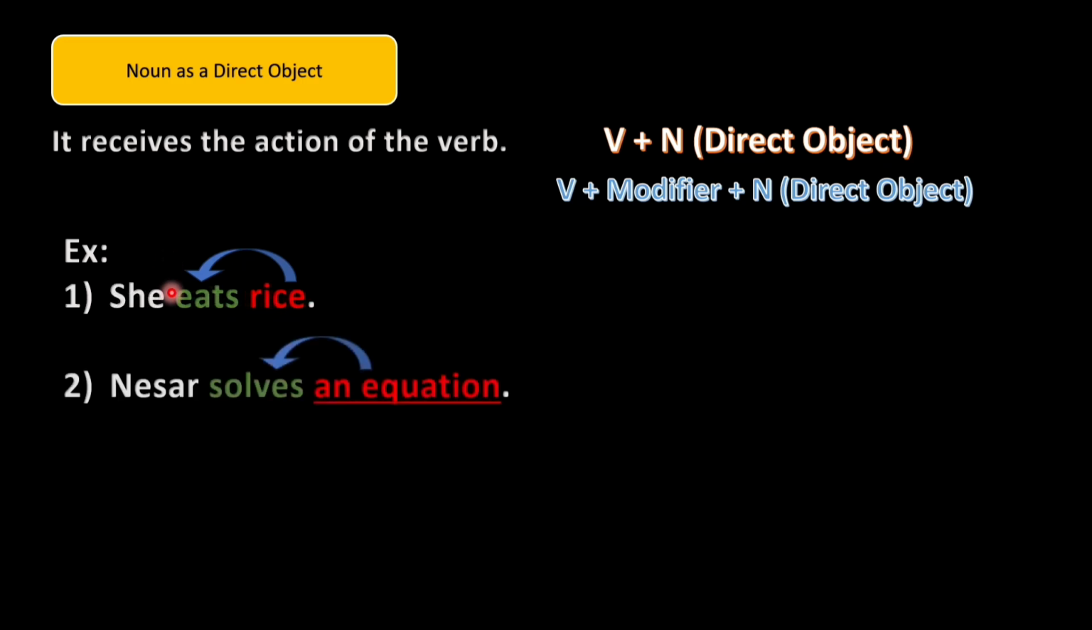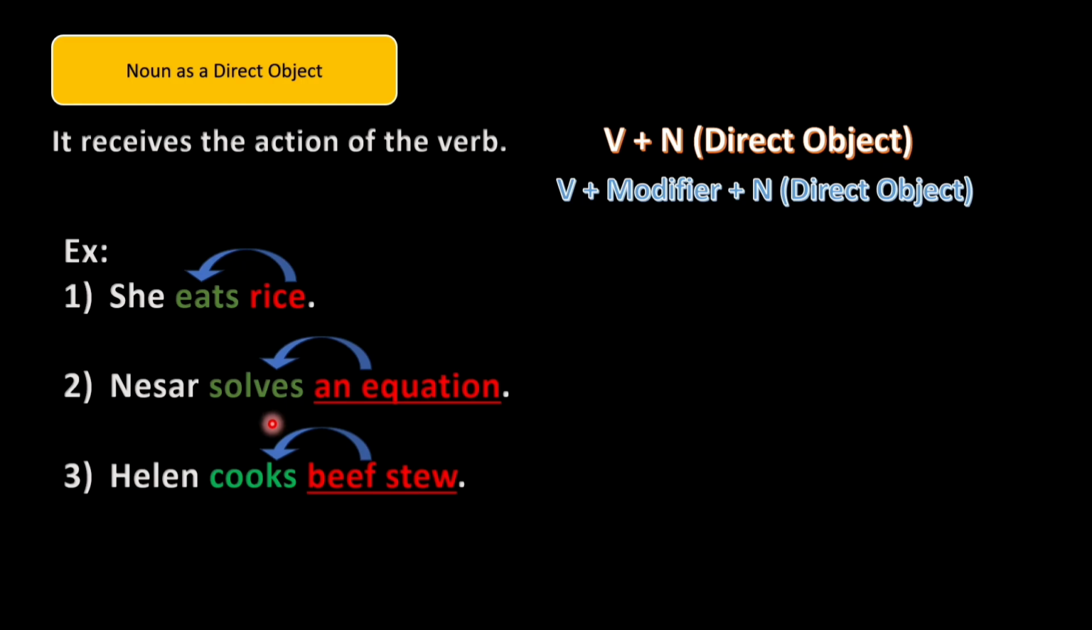Another example could be Mr. solve an equation. So "an" is a modifier here, a determiner, which we will study in the future. So modifier, okay? Equation is the noun, and equation is the direct object that talks about the verb solves.